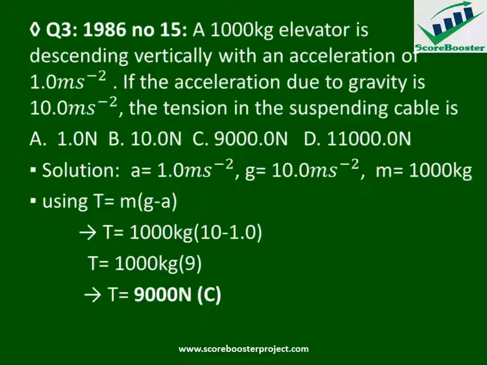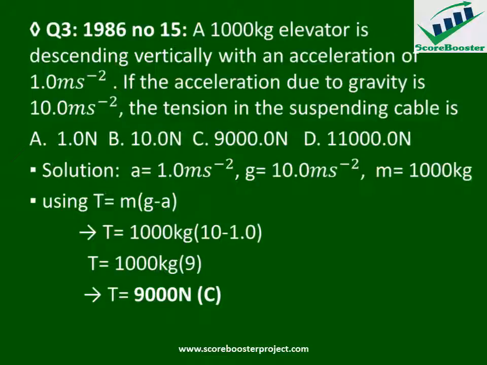Now, solution to the question. The first thing is to write out the given parameters. And from the question, you are given acceleration in the lift, which is 1.0 meters per second square. You are given the acceleration due to gravity, which is 10.0 meter per second square also. Then we are given the mass m, which is 1,000 kilogram. Then, since the elevator is descending, it means it's moving downward.